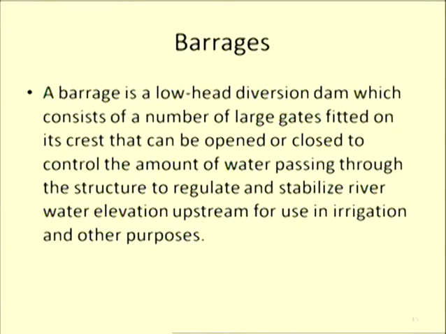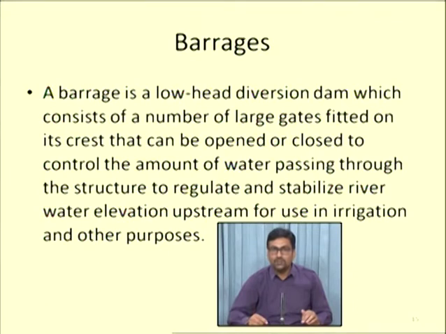I read it for you that a barrage is a low head diversion dam. It's a very low head diversion dam which consists of a number of large gates fitted on its crest. The crest is similar to that of a weir, and the gates can be opened or closed. Like we can pull them up and lower them. Sometimes gates are radial, so we can lower them or open or close them to control the amount of water passing through the structure, to regulate and stabilize river water elevation upstream for use in irrigation and other purposes.